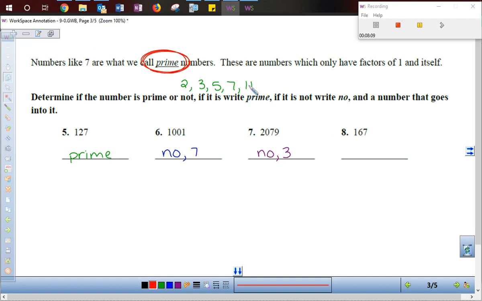Hopefully, you saw that none of these numbers went into 167, so that means this is prime.